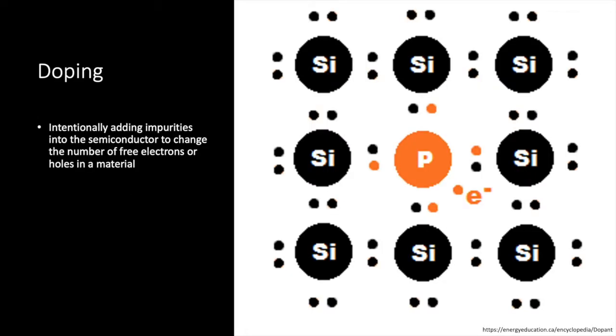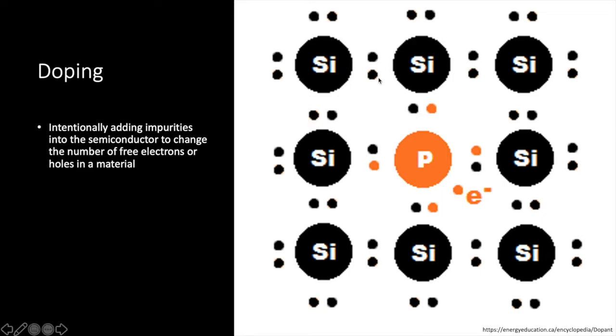Well, that has to do with something called doping. Doping is when we intentionally add impurities into the semiconductor in order to change its properties. So, for example, here we have a crystal or a lattice of silicon, just a different array. And what we do is we intentionally add a phosphorus atom into this array. The phosphorus atom, if you look on the periodic table, has 5 valence electrons. All of these silicon atoms only have 4 valence electrons.